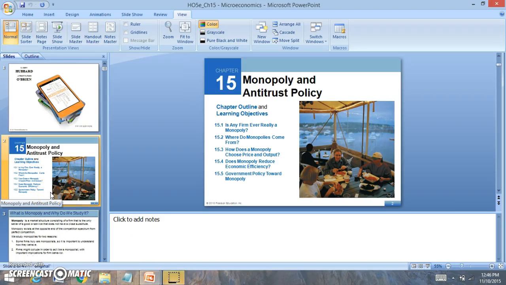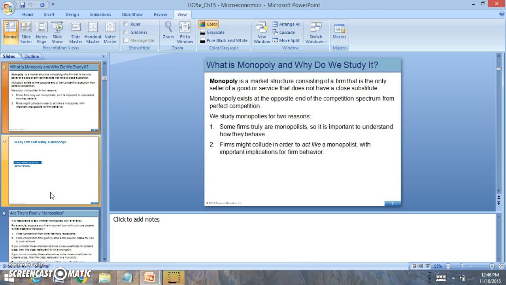Hi everyone, and welcome to our review of Chapter 15, which is over monopolies. Monopolies are characterized as a market structure where there's one firm or one seller selling a product that does not have close substitutes. There are many examples of monopolies in our local area, and when we look at monopolies, you'll notice that monopolies are everywhere as consumers will always be having to consume them.